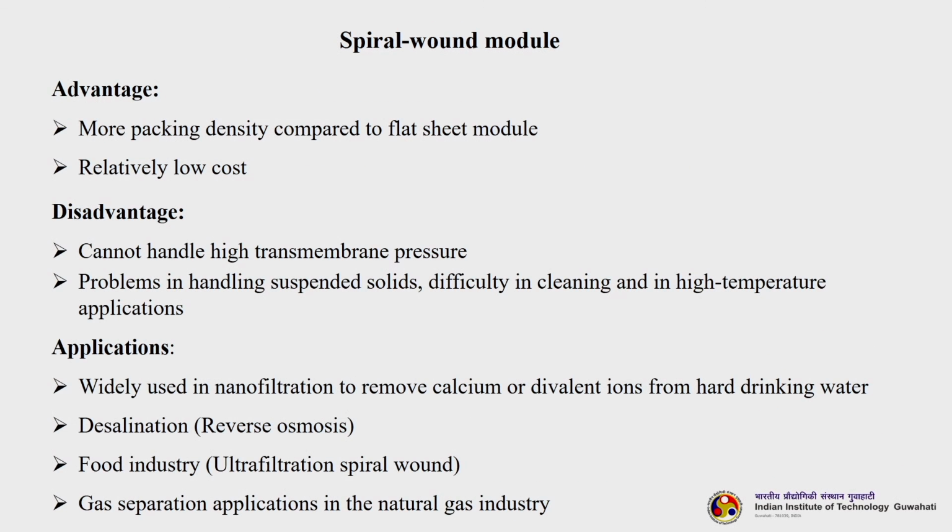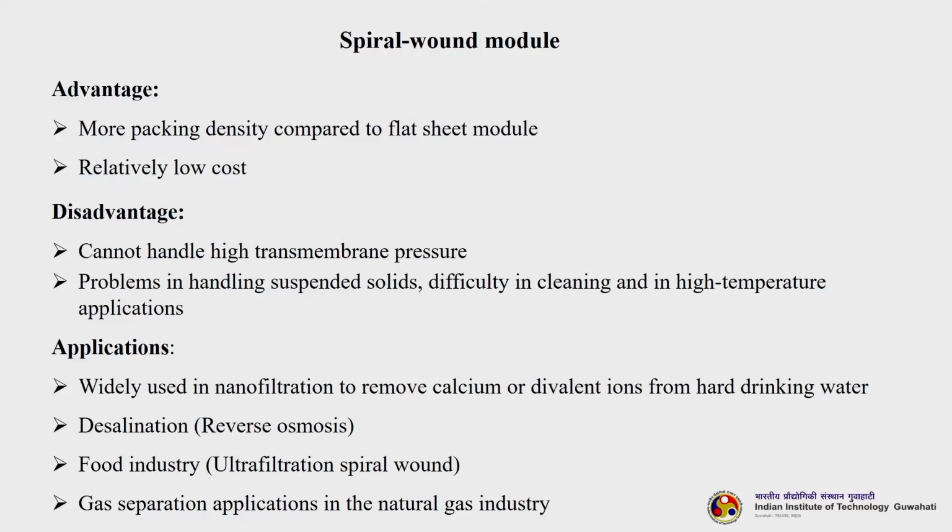So, the advantage here is the more packing density compared to flat sheet membrane. That is what I told, in a small space I can have more membrane area and relatively the cost is low than other membrane modules. A disadvantage is that it cannot handle high transmembrane pressure, because if the transmembrane pressure becomes high, pressure will build up inside the membrane module in such a way that it is not good for the separation, and you will not eventually get the targeted separation.